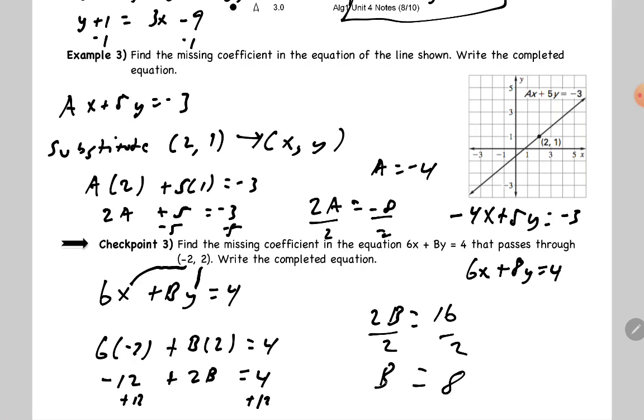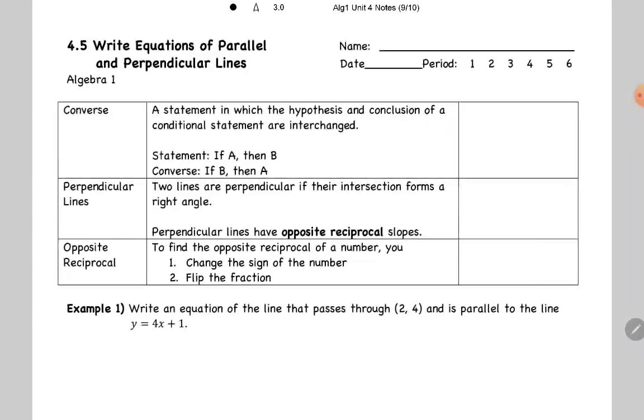Oh, I guess it says find them. Oh yeah, write the completed equation. Yep. So we found the missing coefficient, and then we rewrote it. And that's it for now.